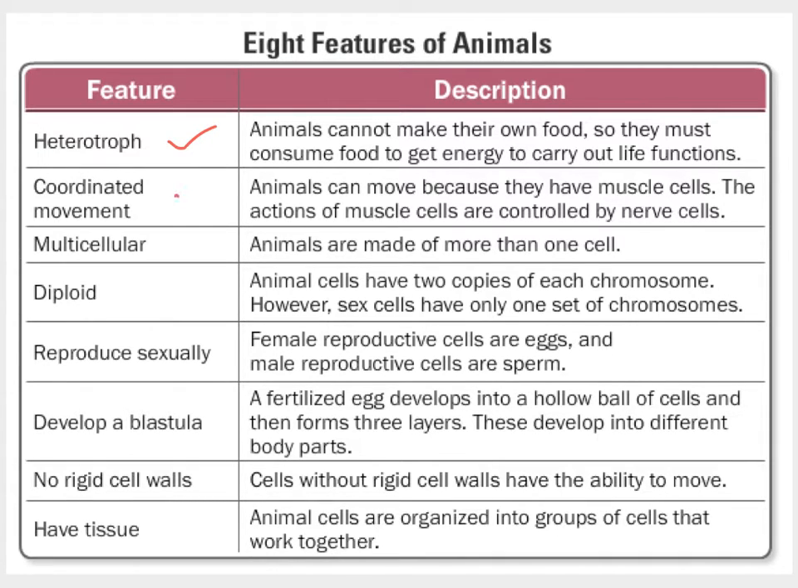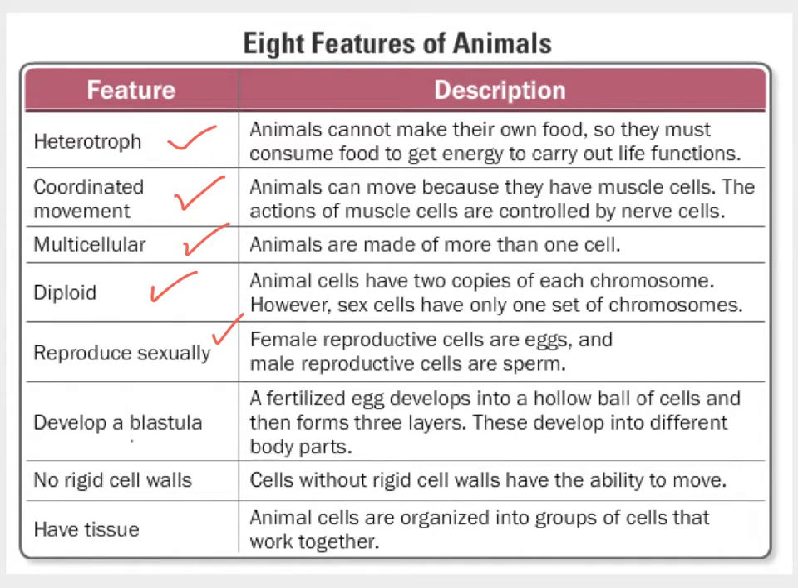They also have coordinated movement, which means they move around because they have muscle cells, and these muscle cells are governed or coordinated by the nerve cells, so they know what they're doing. They are multicellular, they have more than one cell. They are diploid, so they're going to have 2 copies of each chromosome, one from the male parent and one from the female parent. They do reproduce sexually.